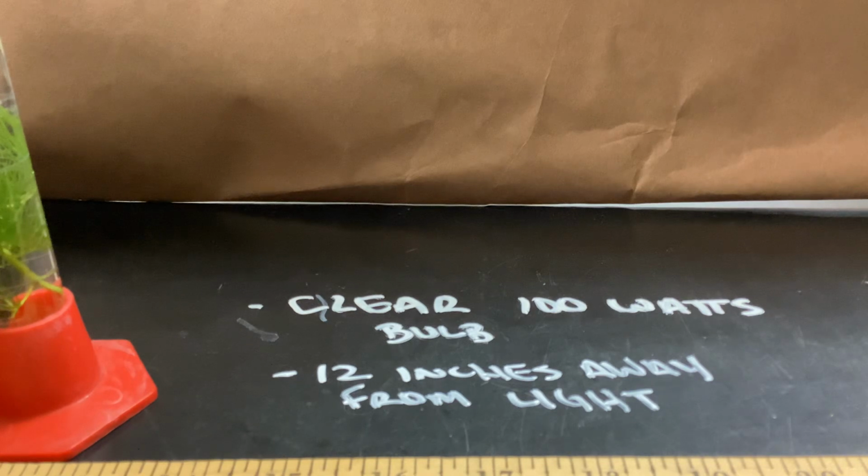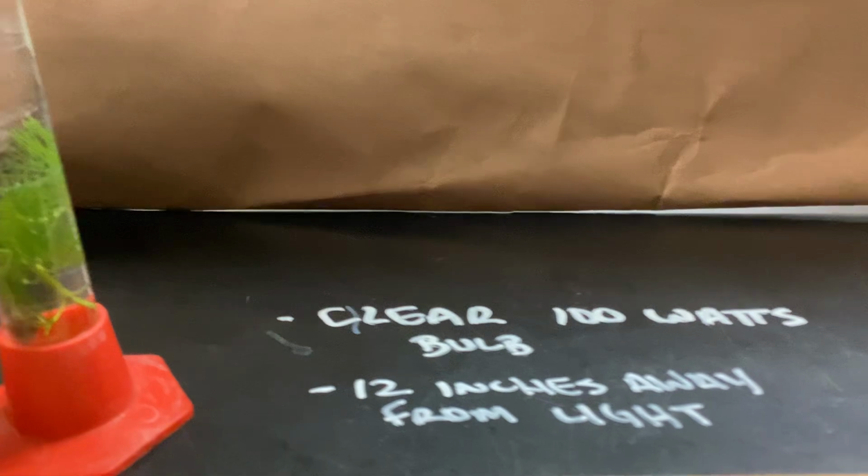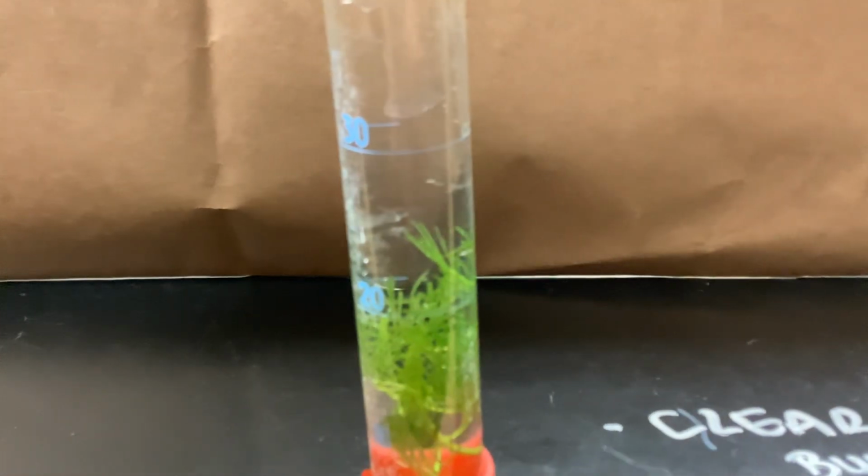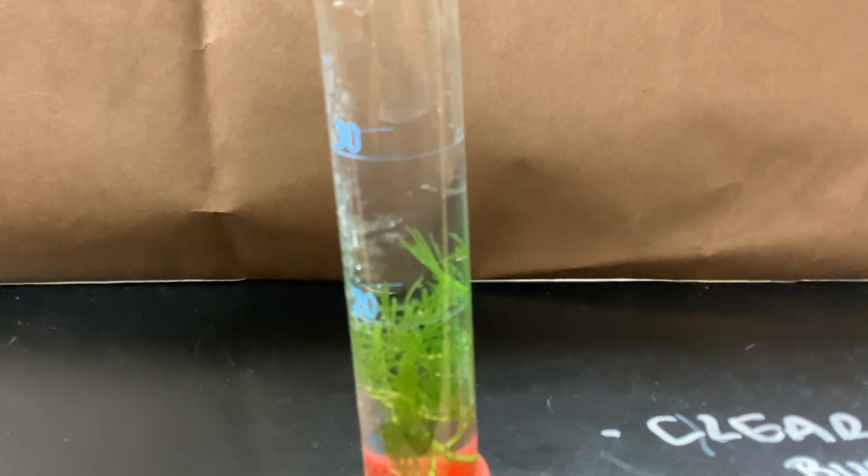So we are using a clear 100-watt bulb. We're 12 inches away from the light, and if you're filling out the lab sheet, you need to collect the amount of bubbles that you see rising up to the surface from the plant for the next 3 minutes, and you're going to do that in 1-minute intervals. So right when you see the timer on this video hit 1 minute, you can go ahead and start counting, and that will help you take a measure of how much O2 is being produced. So every time you see a bubble go up, starting now.